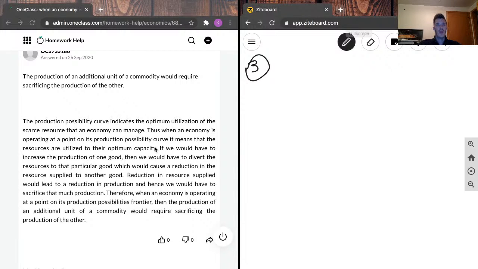Thus, when an economy is operating at a point on its production possibility curve, it means that the resources are being utilized to optimum capacity. If we would have to increase the production of one good, then we would have to divert the resources of that particular good, which would cause a reduction in the resource supplied to another good. Reduction in resource supplied would lead to a reduction in production, and hence we would have to sacrifice that much production. Therefore, the production of an additional unit of commodity would require sacrificing the production of the other.